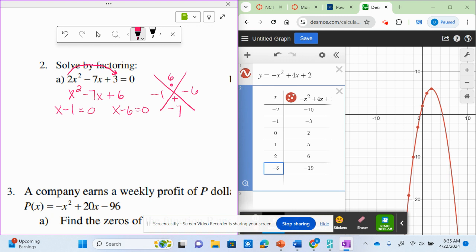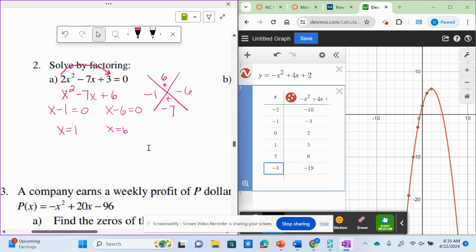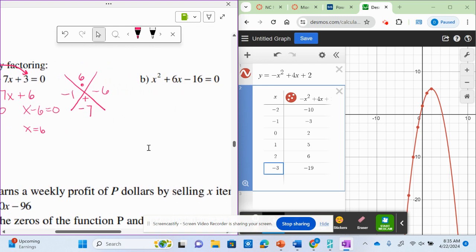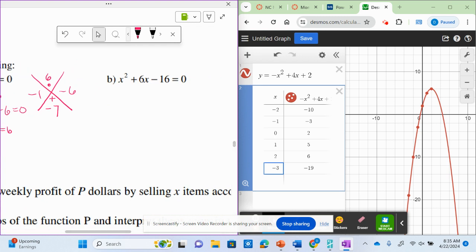What number do I add to -1 to make it equal 0? Say again. A +1. X equals +1. What number do I add to -6 to make that equal 0? +6. Those are my 2 solutions. Those are my 2 roots. Those are the 2 places that this crosses the x-axis.